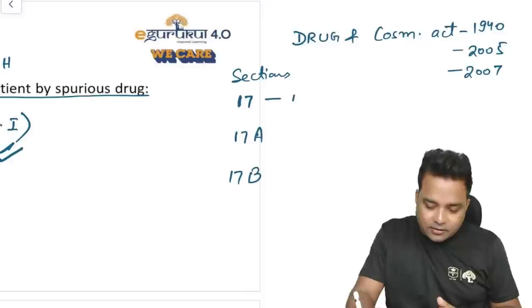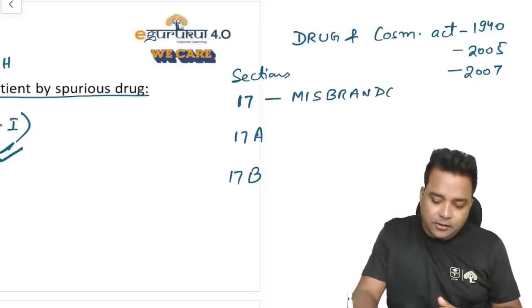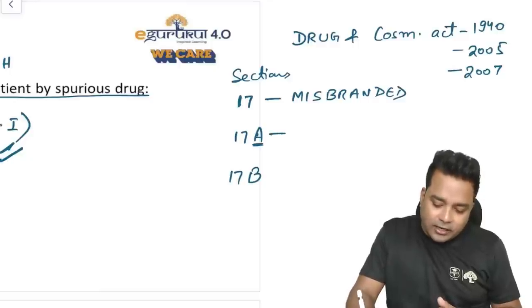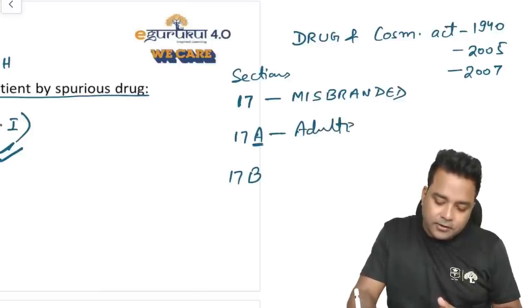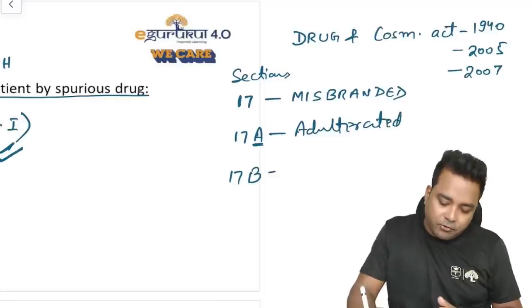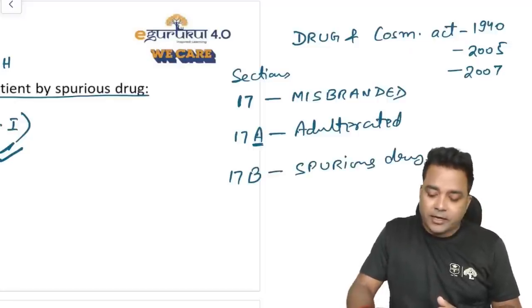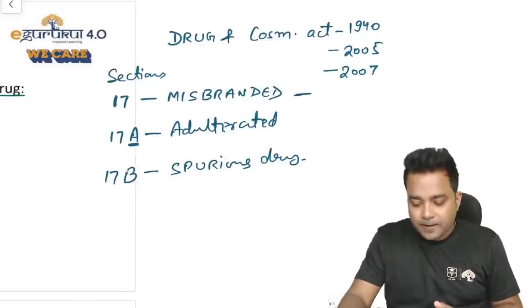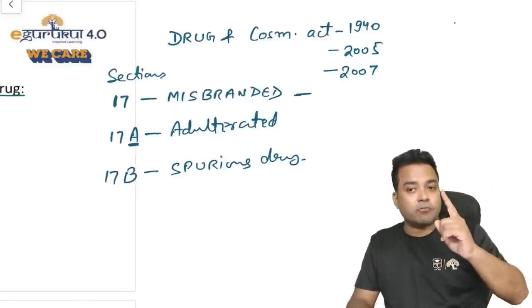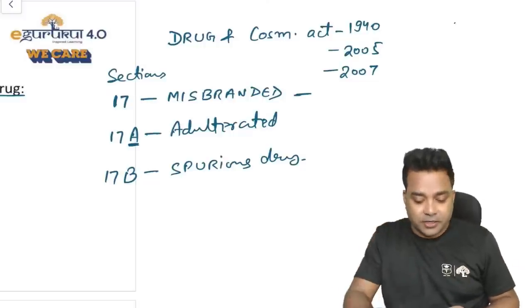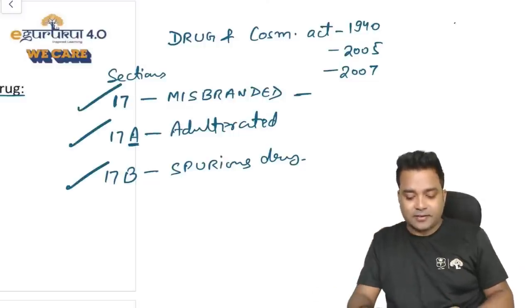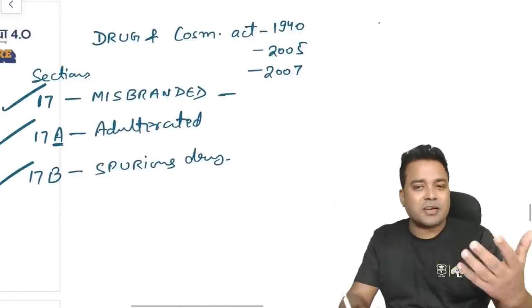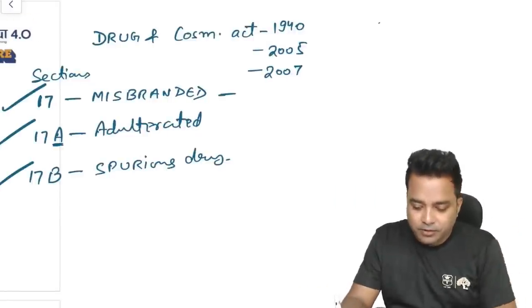Section 17 tells us that I will define misbranded drugs. 17A, A for adulterated drugs were defined separately, and B for spurious drugs. This section defines spurious drugs. What is misbranding? Mislabeling. When the label is saying something else. There is a question also. We will see that question and we will cover this topic. Okay? That question will come soon. So misbrand. Let's cover the topic first, question we will rush.